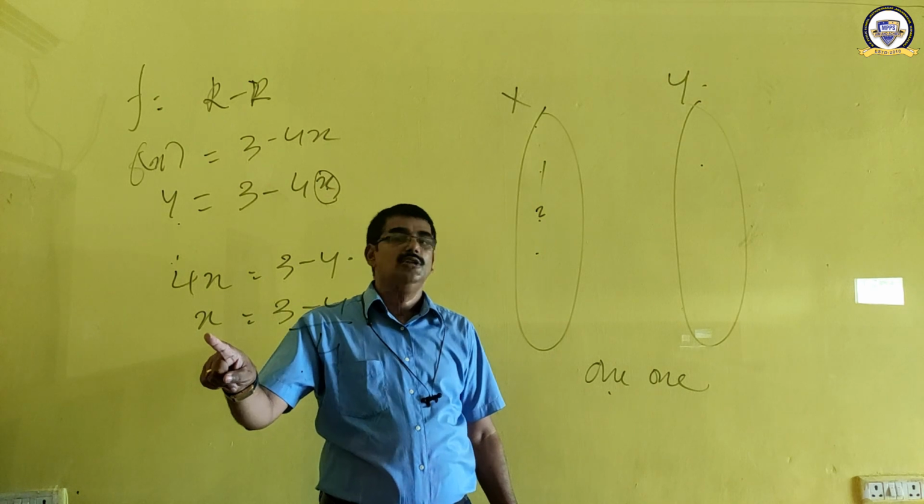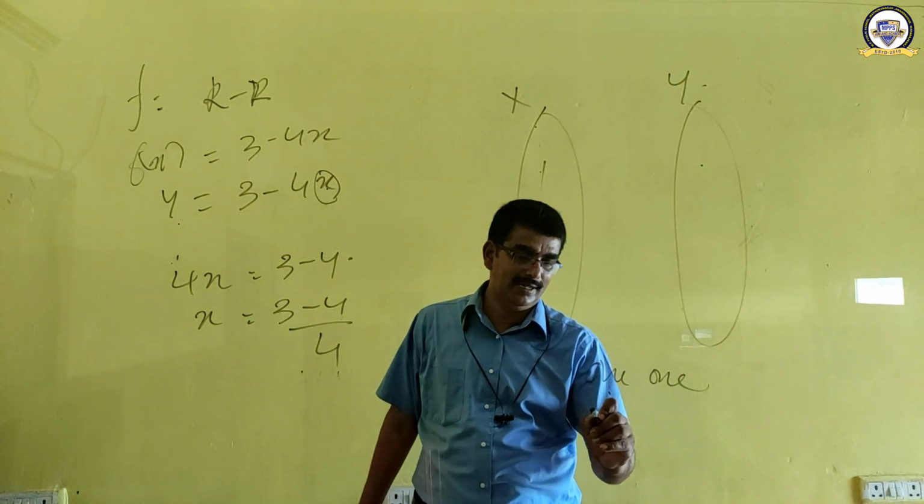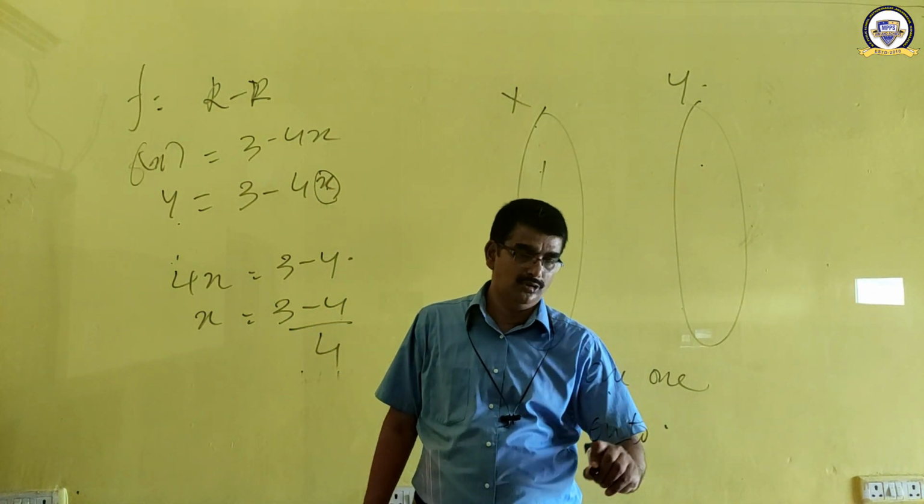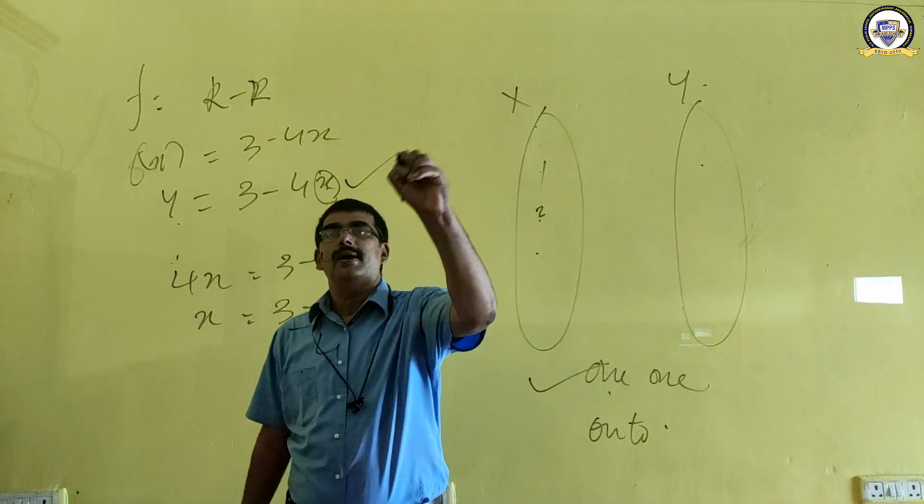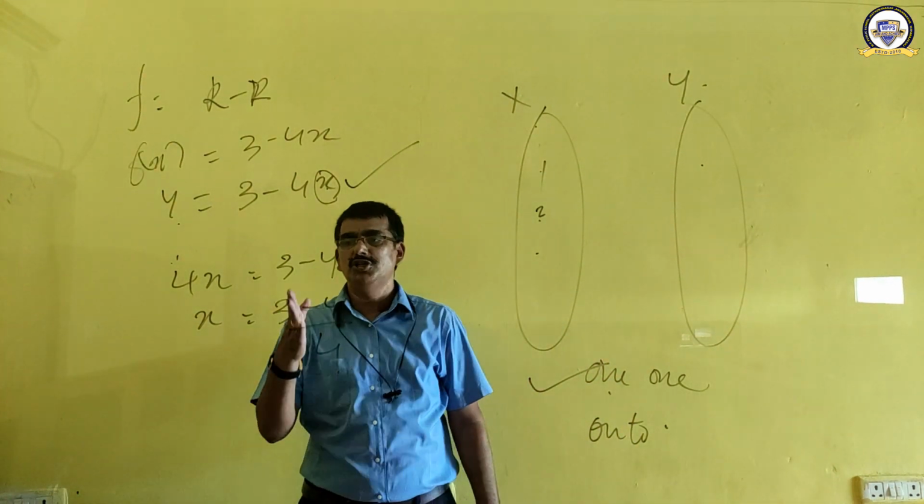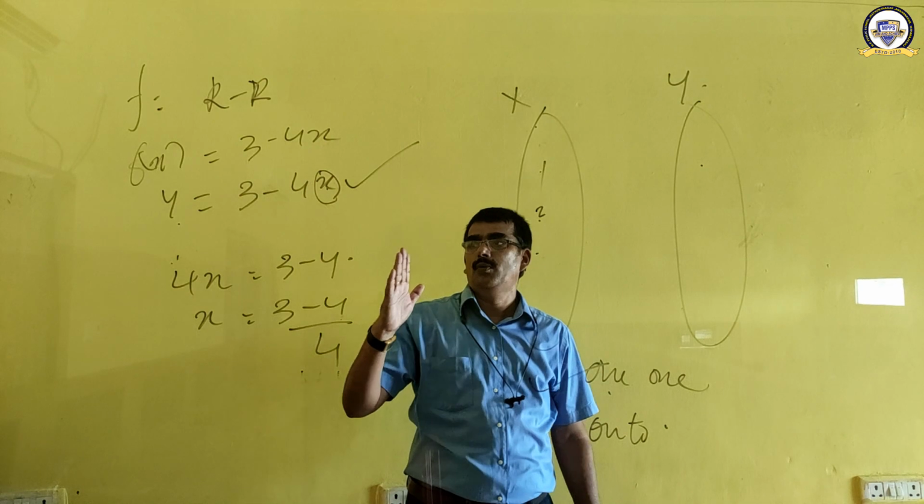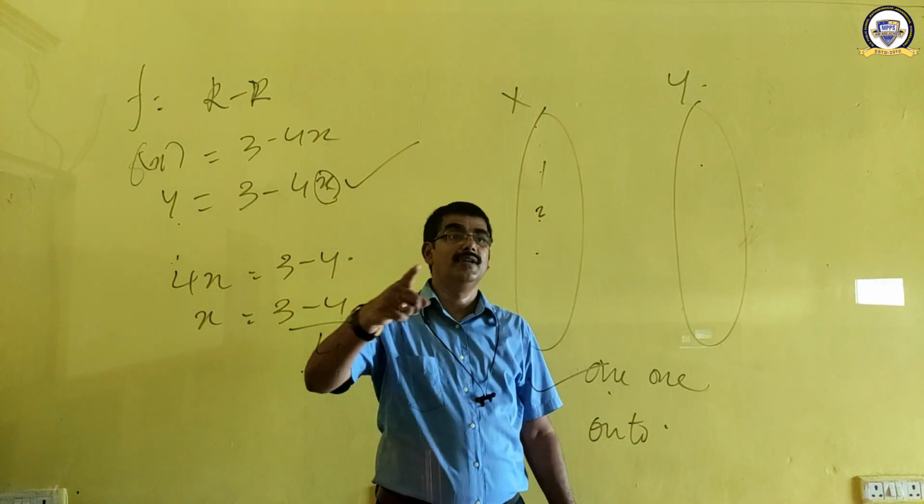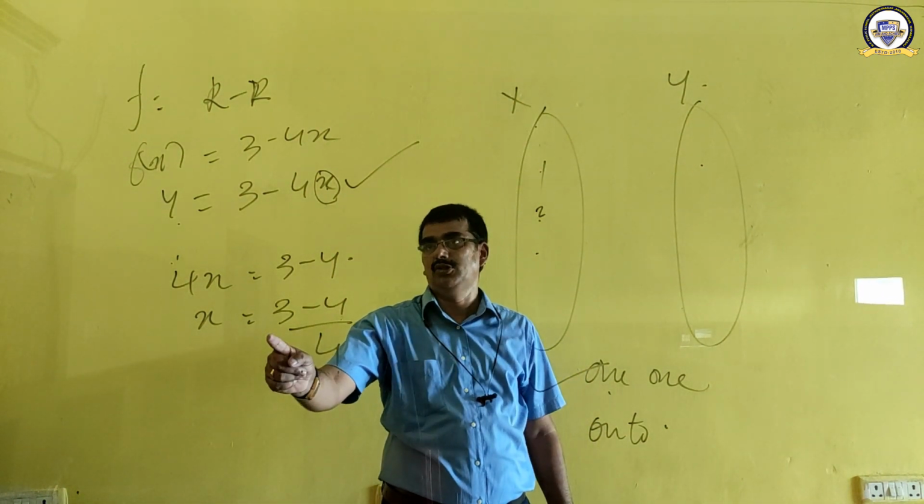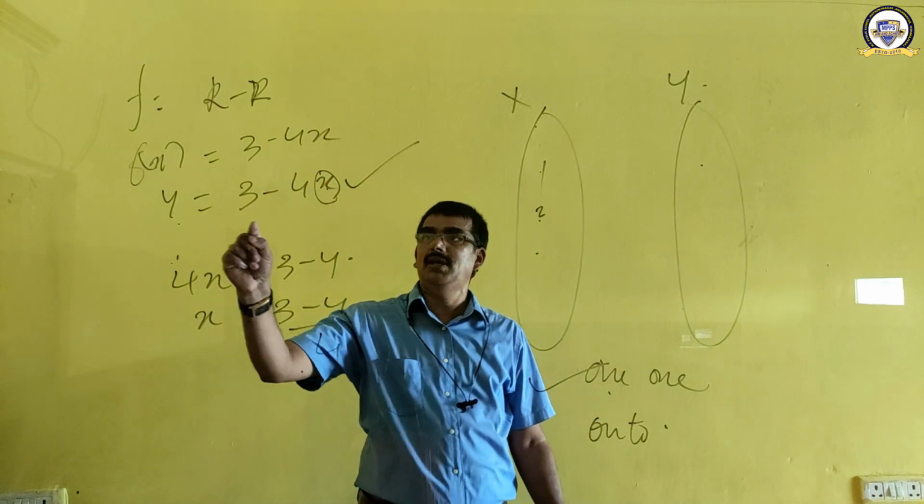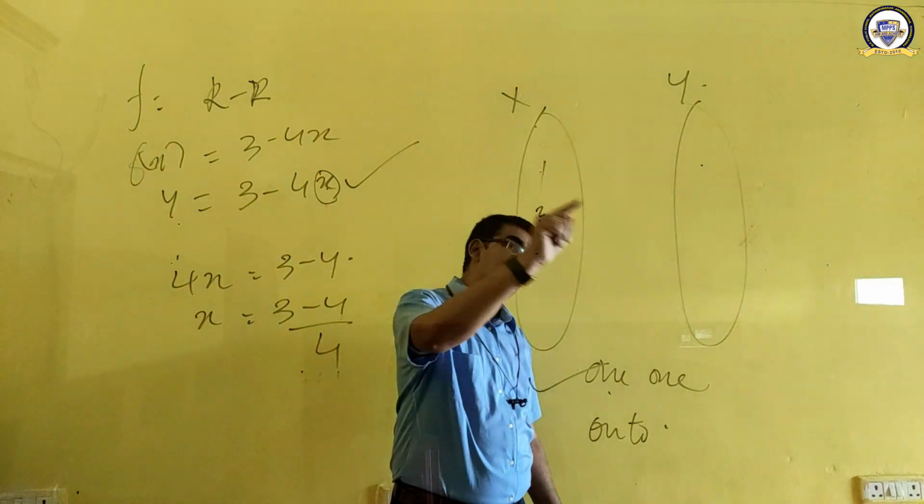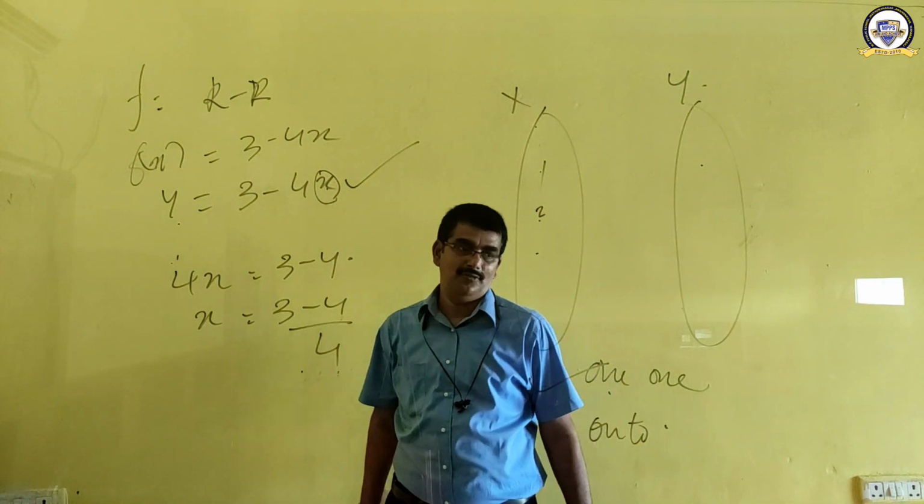So that is why we can say this is onto also. So this function is bijective. For each and every image, you will get a pre-image by the substitution. For each and every pre-image, you will get an image also. That is why this is 1-1 and onto.